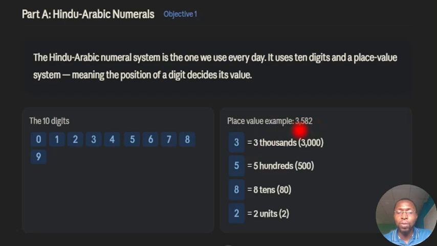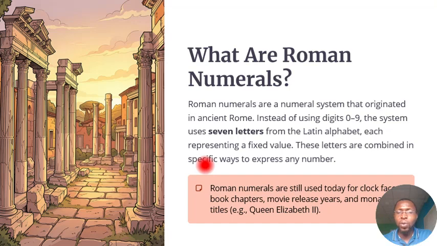For example, if you have 3582 written together, in the place value, we know that the 3 there represents 3,000, the 5 represents 500, the 8 represents 8 tens, and the 2 represents 2 units. So this number system is known as the Indo-Arabic numerals.